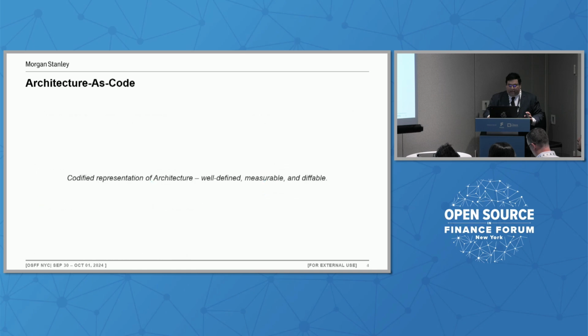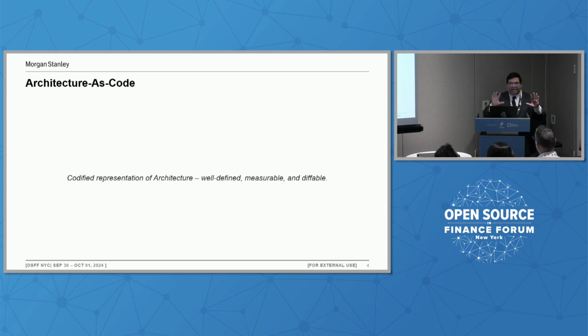So now we come to the second aspect, which is architecture as code. Now that we've defined something very objectively, what's the next thing we logically do? We write it as code, right? We can talk about everything as code nowadays. Infrastructure as code, business as code, and everything is as code. So architecture as code, right? And it is a codified representation of the architecture, which is what I was talking about. It's well-defined, it's measurable, and diffable.